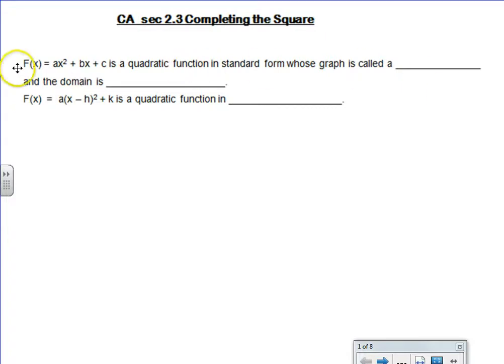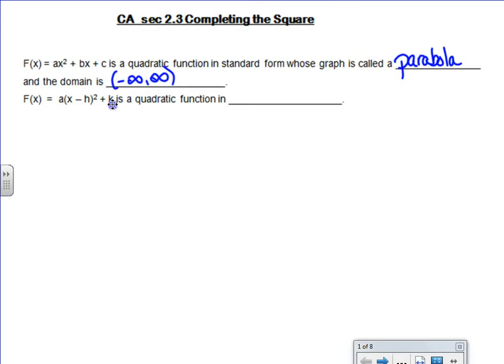So f of x equals ax squared plus bx plus c is a general quadratic function. The graph is called a parabola, remember from Algebra 2, parabola. And the domain is negative infinity to infinity.